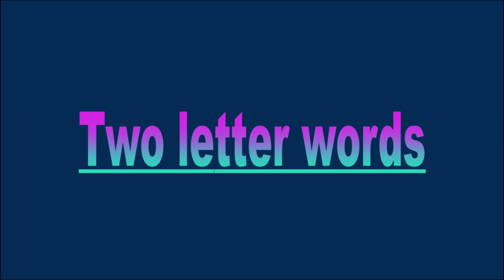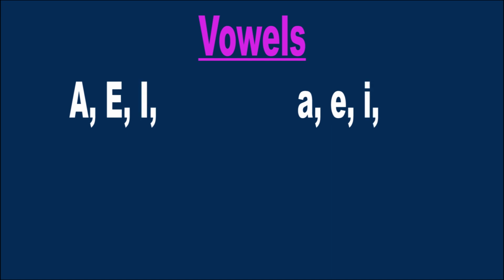We are going to learn about two-letter words. Two sounds together make a sensible word. First, we take all vowels. Let us see how many vowels we have. They are A, E, I, O and U.